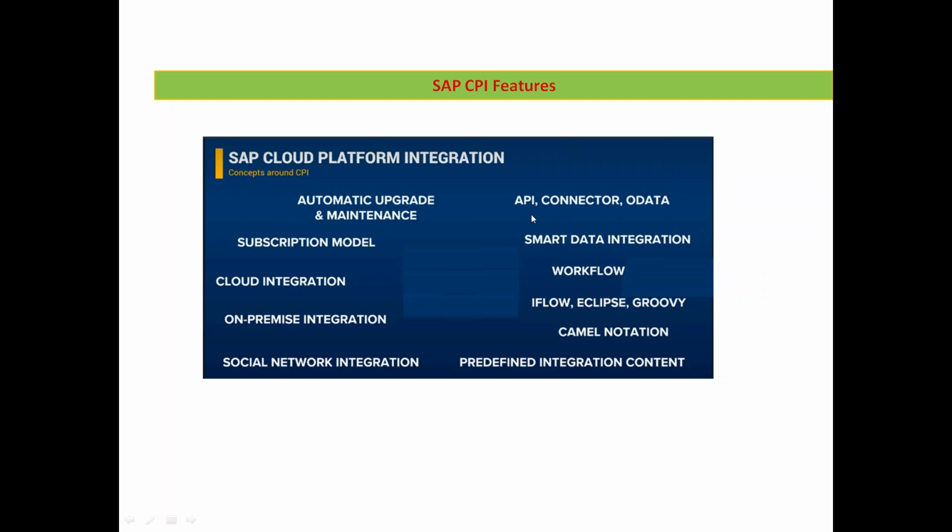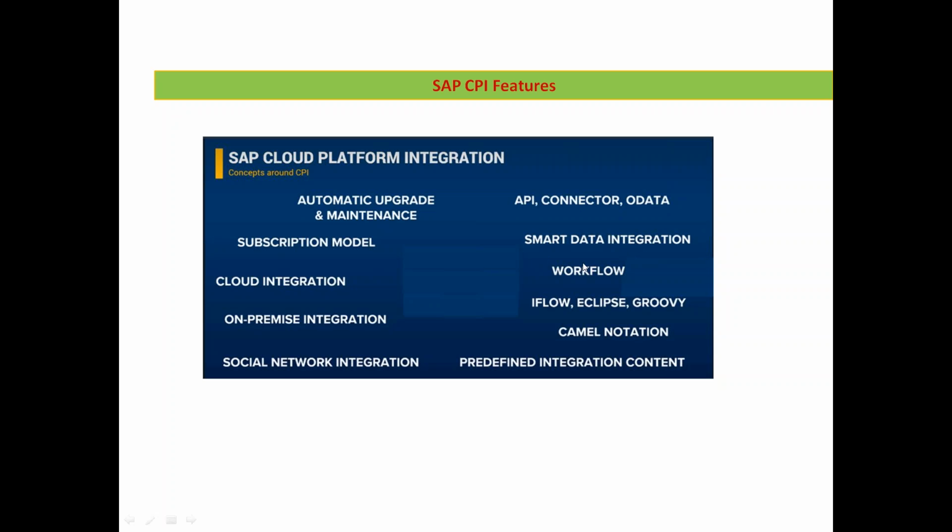Then, as I explained, it has provided some pre-built functionality using the APIs. You could call those APIs, and we can connect to various applications. Then connectors. Connectors are the adapters in CPI. For each product, like for SAP, we have the SAP connector. For SuccessFactors, the SuccessFactors adapter. Like that, for OData, we have the OData adapter. So it is bundled with various adapters. I will show you all the adapters available with SAP CPI in our next session.